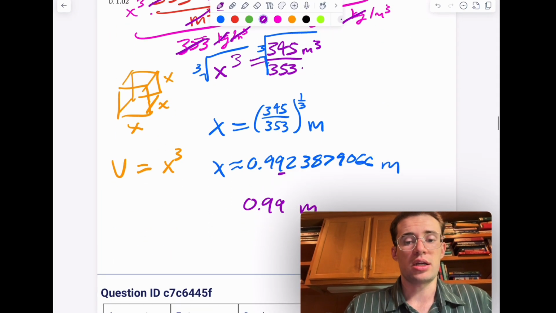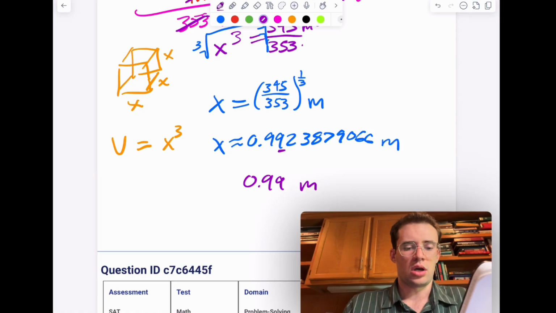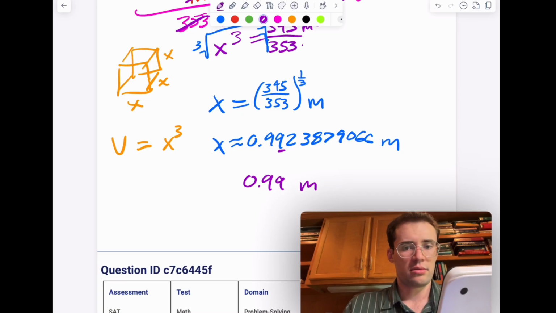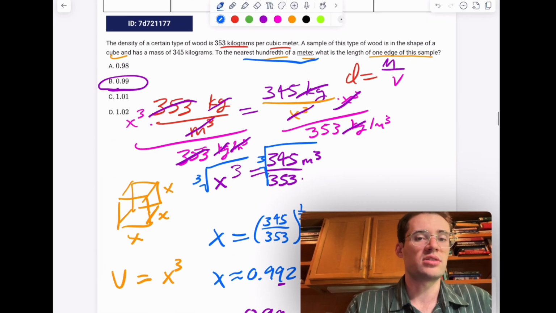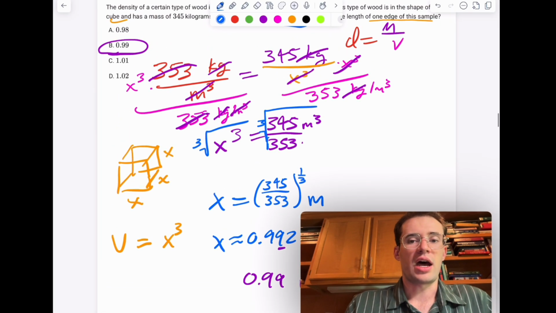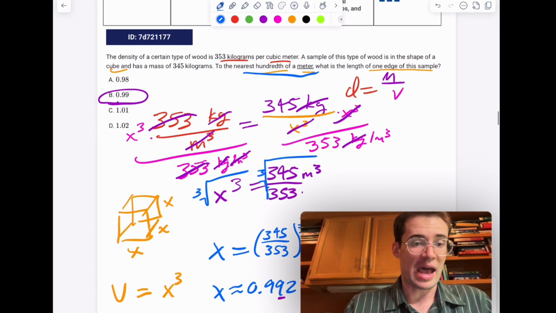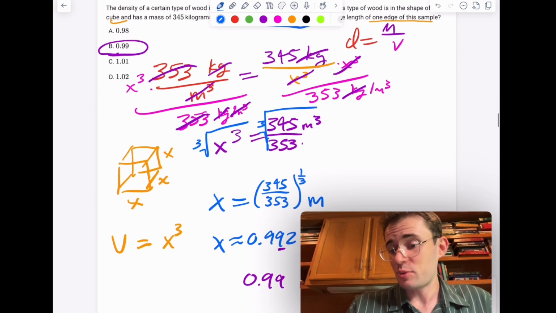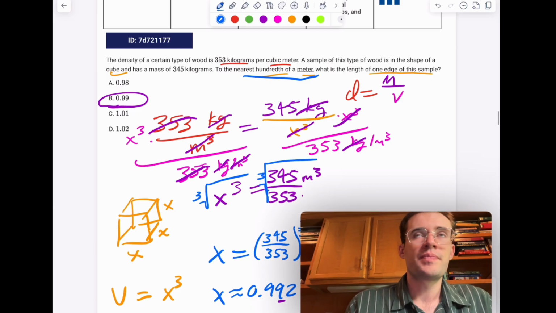If you want to check it, you plug that back in and just be like, all right, well, 0.99238799066. If you cube that, that would give you the volume. So cube it, gives you 0.977. Oh, so they were trying to trick you up there. If you found just the volume, it would be something that rounds to this. And then if you divide 345, so the mass, by that volume, it gives you 353.